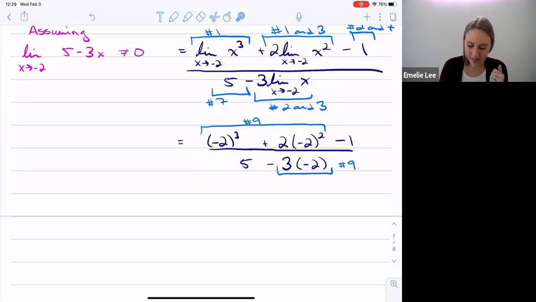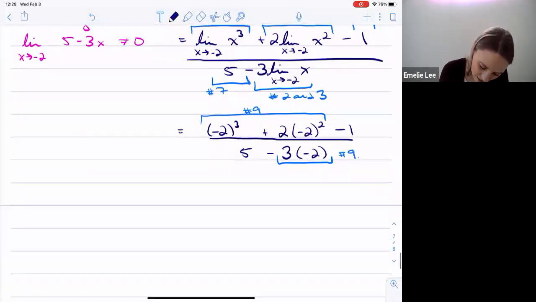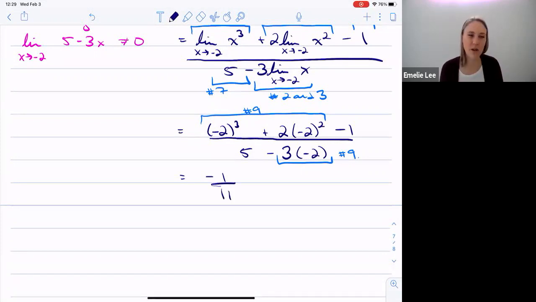And now I don't have any limits here anymore, right? I've been able to get rid of the limits by substituting in the -2 here. So now I can calculate this, right? I get -2 to the power of 3 is -8, plus 8 minus 1 is -1. Womp womp. And then 5 plus 6 is 11. So -1 over 11 is my limit.